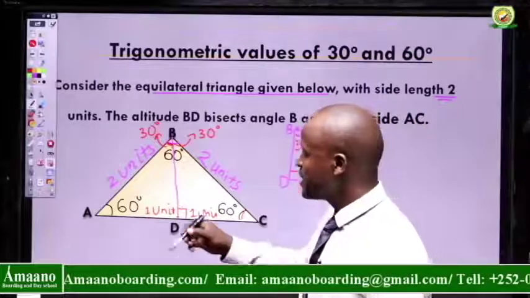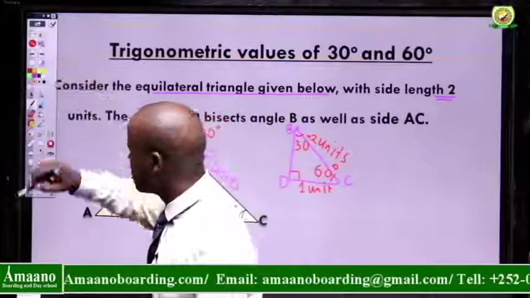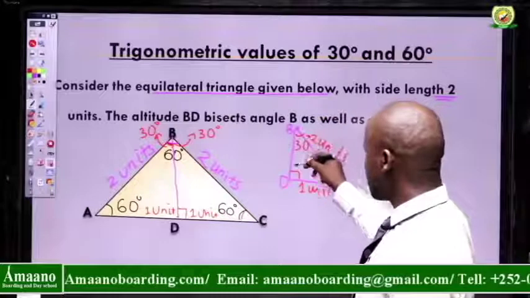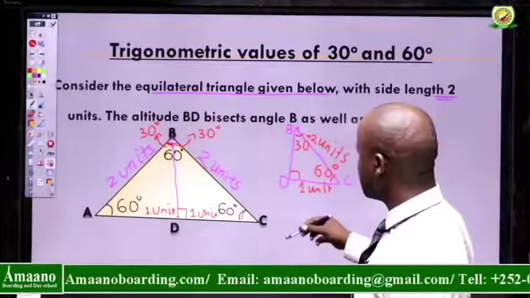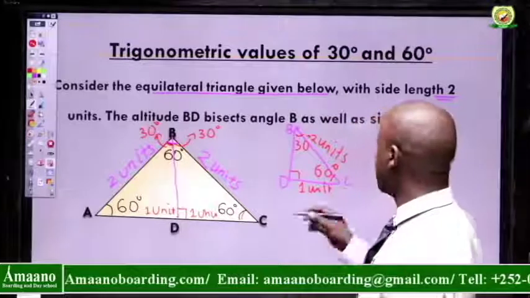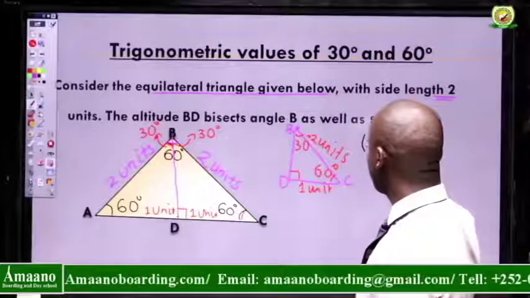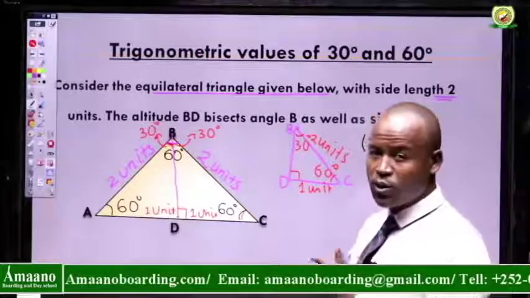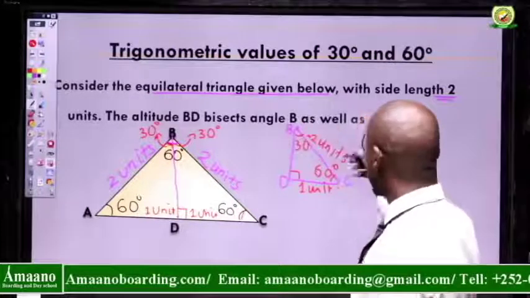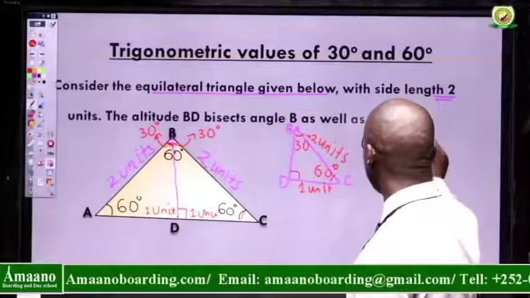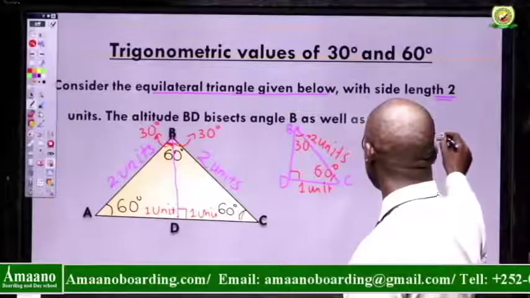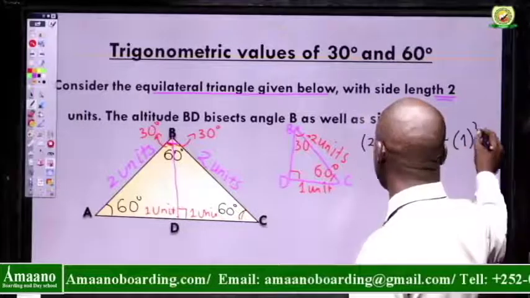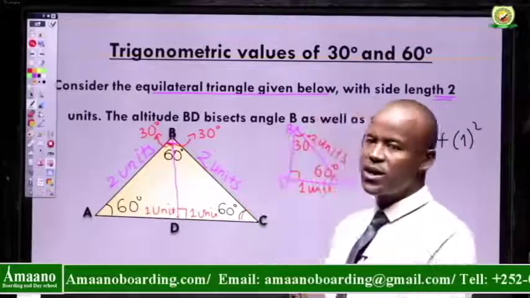We use the same Pythagoras formula to find side BD. Side BD is one of the three sides, but the hypotenuse is given as 2 units. So the hypotenuse squared, 2 squared, is equal to the sum of the squares of the two legs. So the square of BD plus the square of DC, which is 1 unit, 1 squared. So what is 2 squared? 2 squared is 4.